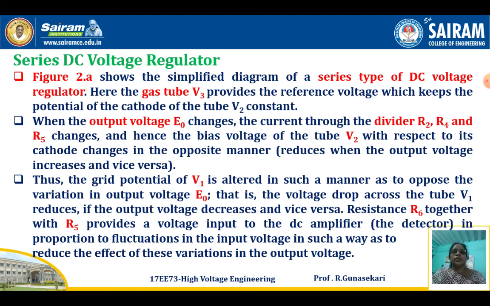Now we study the theory of the series DC voltage regulator. In the series DC voltage regulator, the gas tube V3 provides the reference voltage which keeps the potential of the cathode of the tube V2 constant. When the output voltage E0 changes, the current through the divider R3, R4 and R5 changes. Hence, the bias voltage of the tube V2 with respect to its cathode changes in the opposite manner.